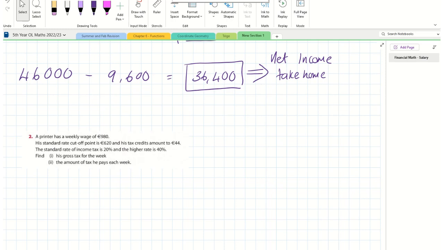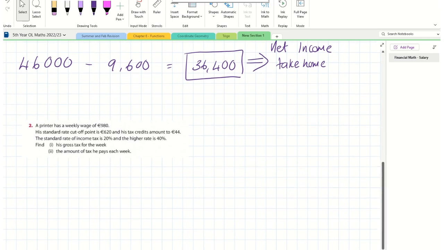This is another question where we're going to be looking at wages, salary. This time it's a weekly wage, but the same principles apply where you have two rates of tax. Your standard rate of tax, which is applied to the lower part of your income, and then the higher rate of tax that is applied to the higher rate of income. So let's take a look at this question.